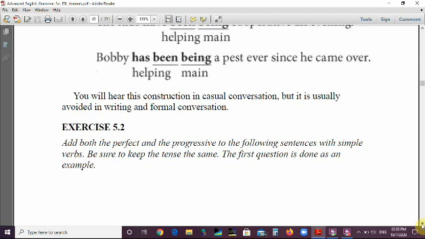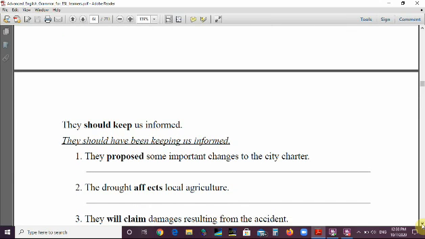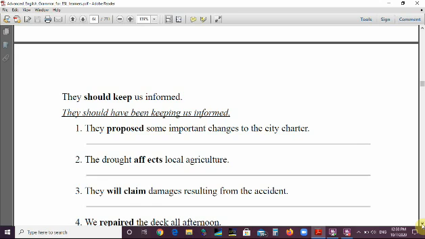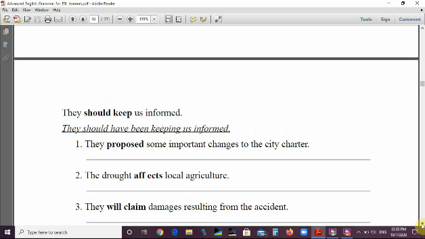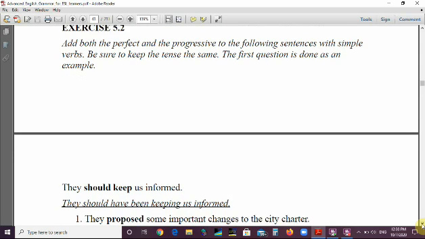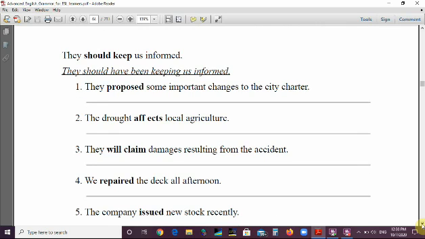Here we have an exercise. Look at the example. They should keep us informed. Add both the perfect and progressive and make this tense perfect progressive in the following sentences with simple verbs. Be sure to keep the tense the same. If you have present, make it present perfect progressive. Past, make it past perfect progressive. Future, future perfect progressive. Like the example: should keep, should have been keeping.